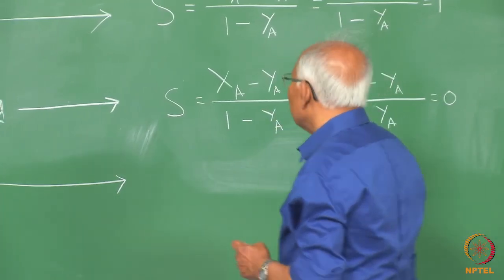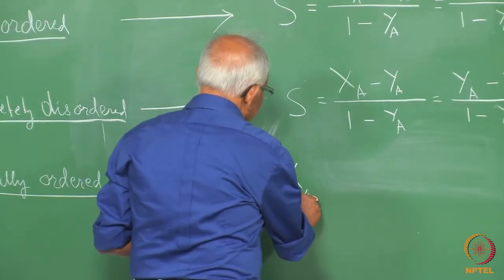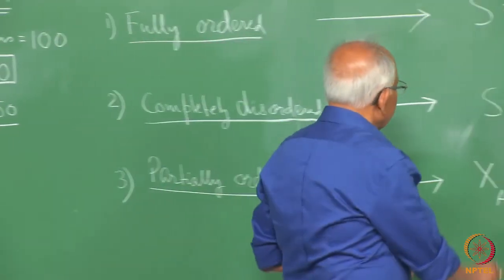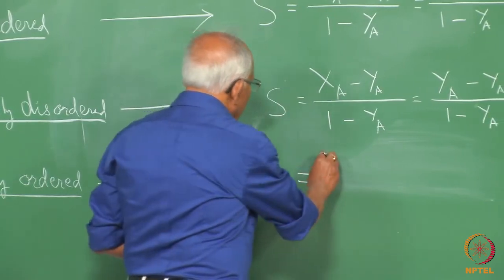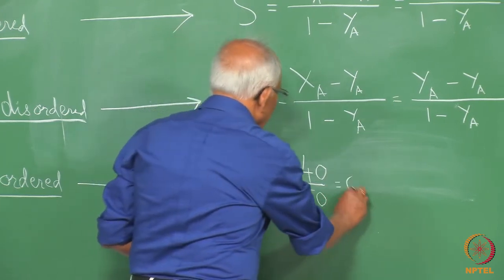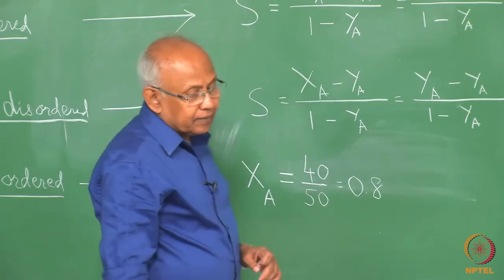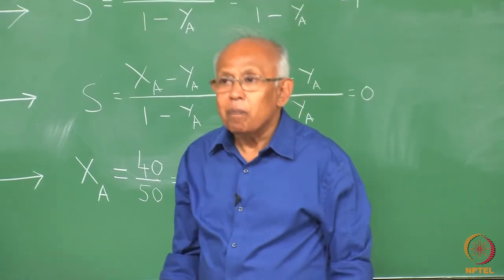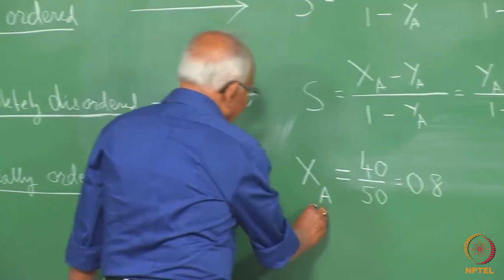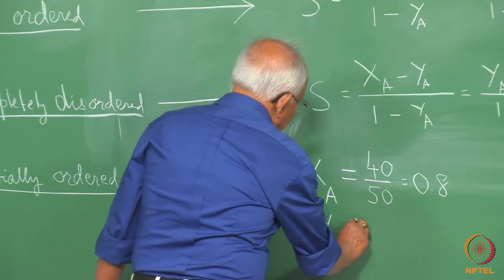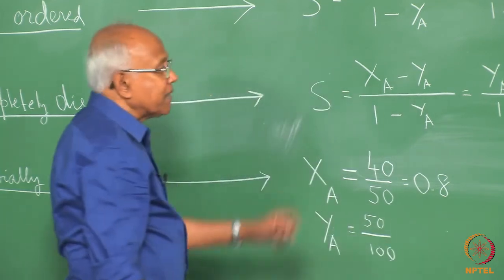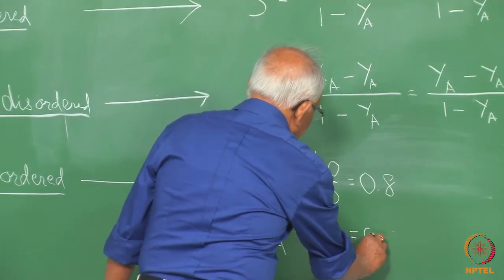Now, in this particular case, we know that x a is the fraction of A atoms actually occupying A sites. Out of 50, only 40 are actually occupying the corner sites. So, the fraction of copper atoms which occupy the corner sites is equal to 0.8. And what is the fraction of copper atoms actually present in the material? This is equal to 50 out of 100. The material contains 100 atoms, only 50 are copper atoms. So, y a becomes equal to 0.5.